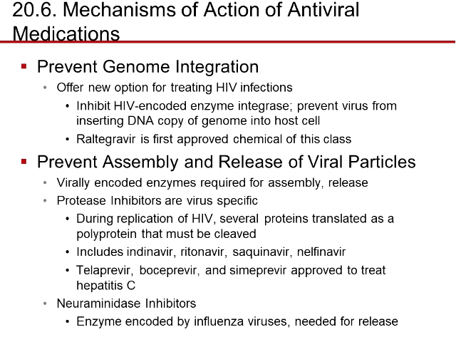To prevent assembly and release of viral particles, we have protease inhibitors, which are virus-specific. The virally encoded enzyme is required for assembly and release. During replication of HIV, several proteins are translated as a polyprotein that must be cleaved. Protease inhibitors include indinavir, ritonavir, saquinavir, and nelfinavir. Telaprevir, boceprevir, and simeprevir are approved to treat hepatitis C, and we're starting to see that treatment also. Hepatitis C has probably reached epidemic proportions in our elders because we didn't know about it before.